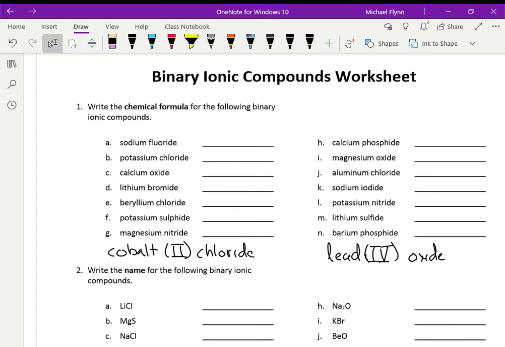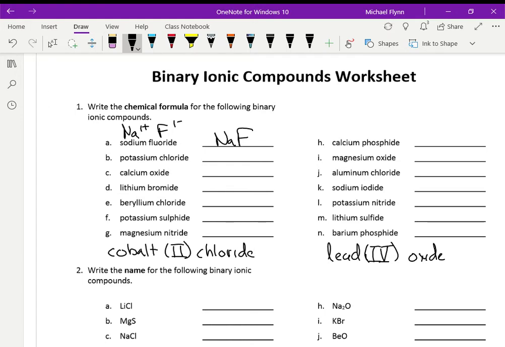Okay, so let's do it together. I'll do one with you. Sodium and fluorine. Sodium is 1 plus. Fluorine is 1 minus, so they combine 1 to 1. All you have to do is write NaF. Whoops, it's capital F. NaF is sodium fluoride.